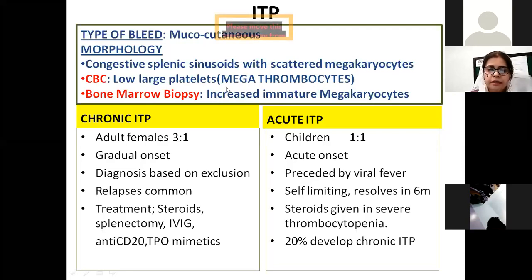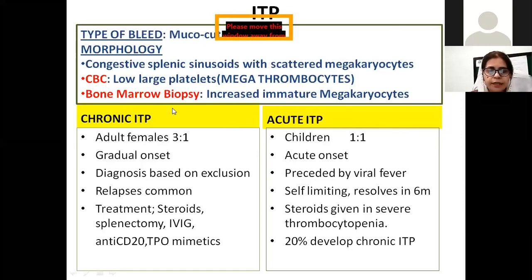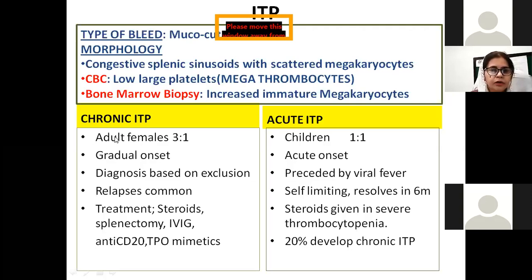Megakaryocytes are present. In fact, they are increased with many immature basophilic forms. We can differentiate between the two types, that is acute and chronic ITP, based on the age. Chronic ITP is seen mostly among adults and females, whereas acute ITP is present in children. The onset is gradual in chronic, whereas it is sudden or acute with a very short history in acute ITP.